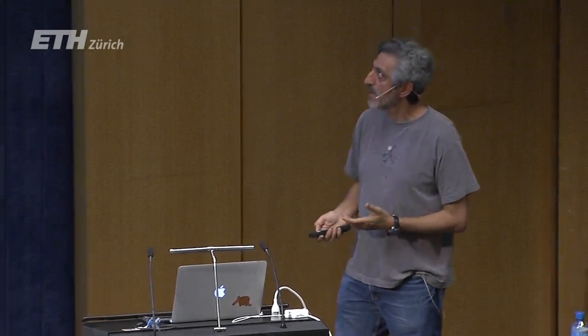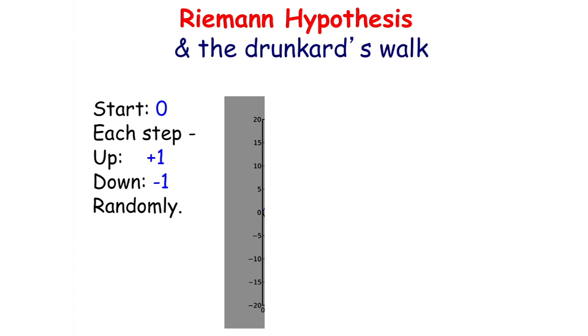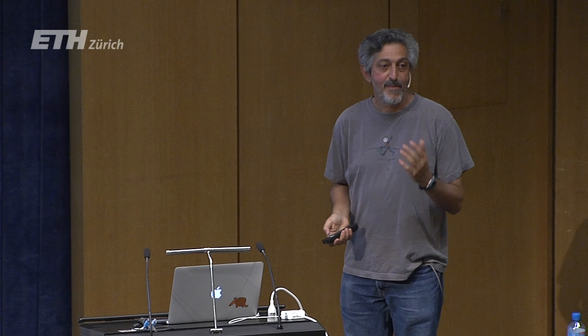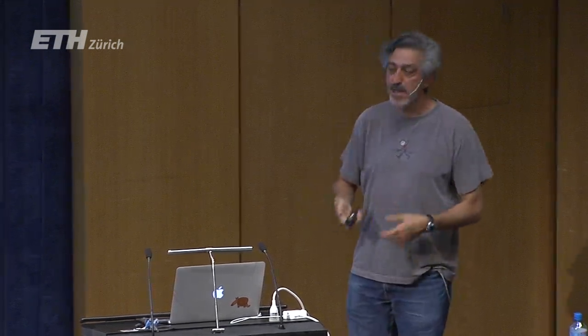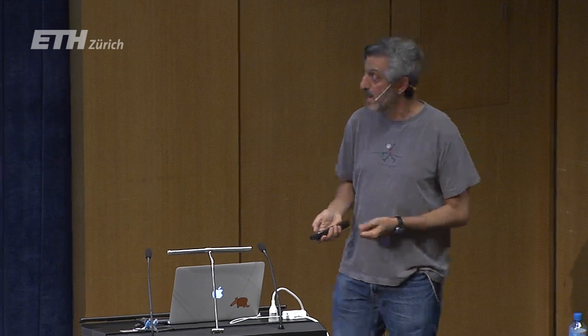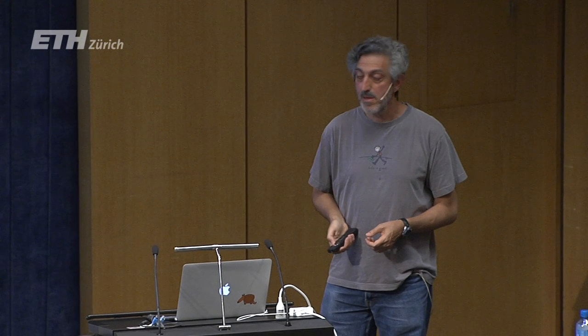So what's a drunkard's walk? It's someone who starts here at point 0, maybe there is a pub there, goes to the pub, has a few beers, and then comes out, and then goes one step up or down, each with probability 50%. And now he does it again and again and again. And let's say it takes n steps. How far will he be from the origin?